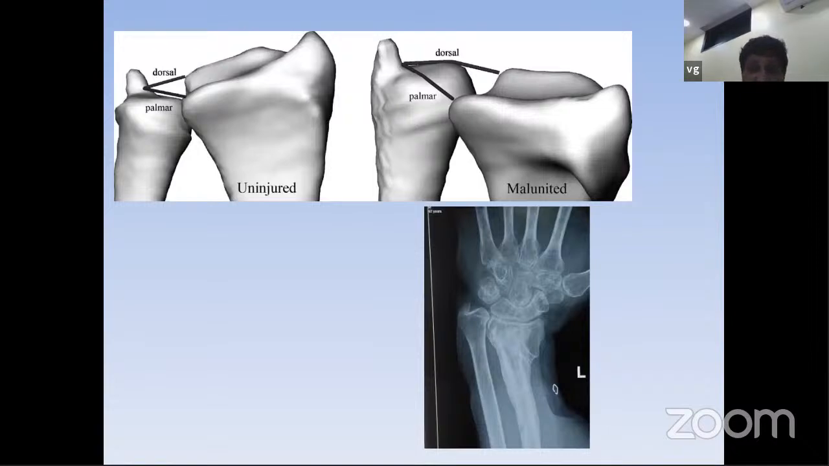So this is what it is. There's an ulnar plus deformity, which leads to stretching of the TFCC, which can lead to wear and tear at the lunate, ulnar facet of the lunate.